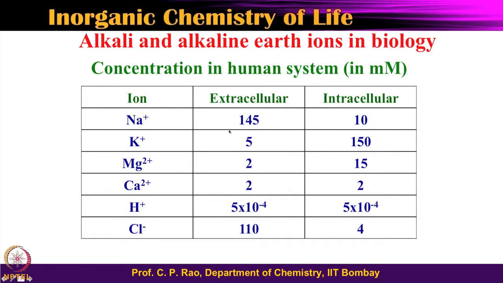Very interestingly, if you look at these, you will see sodium having 145, these are all in millimolar, outside the cell, only 10 millimolar inside the cell. If you look at potassium, it is more or less reverse, 5 millimolar in the extracellular and 150 millimolar in intracellular. So, what is this? How do we try to understand?